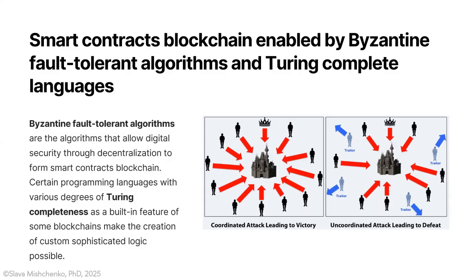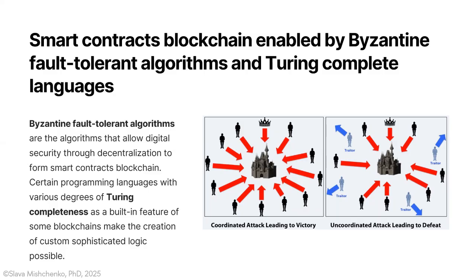Look at these two scenarios in the image. On the left, we see a perfectly coordinated attack where all participants are working together. And this represents how a blockchain should function ideally. And on the right, we see what happens when there are traitors in the system. And this represents potential bad actors in a blockchain network.